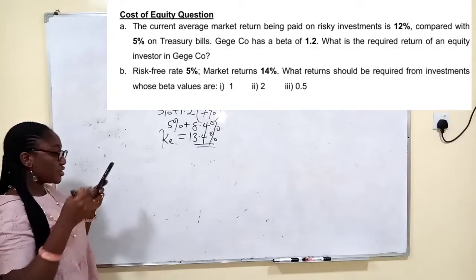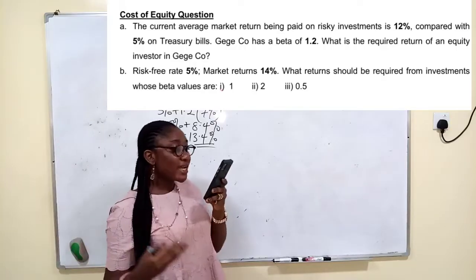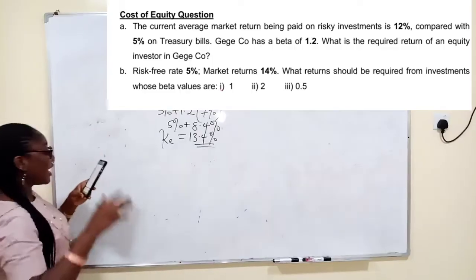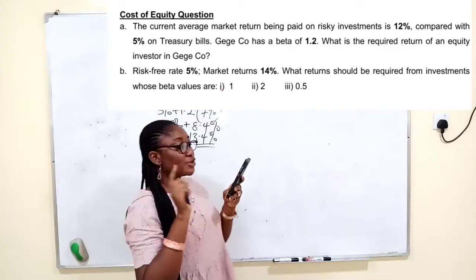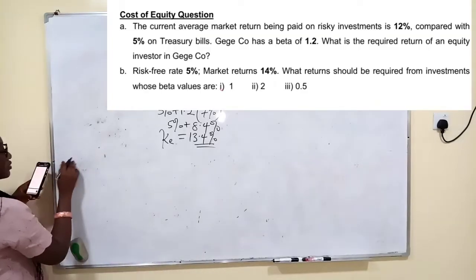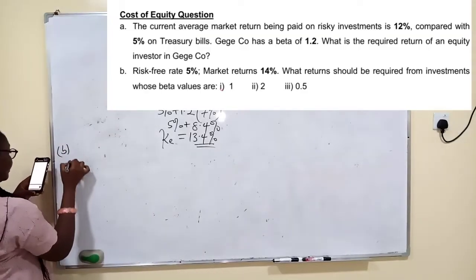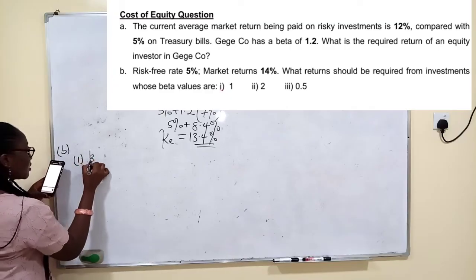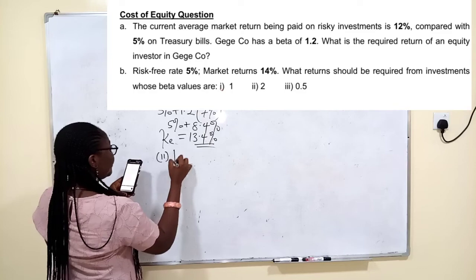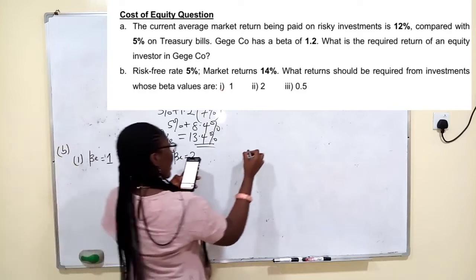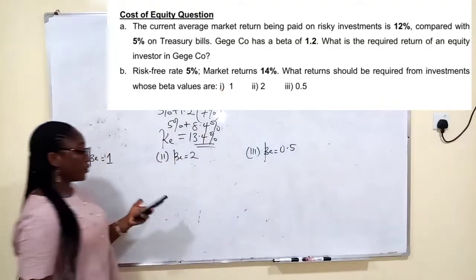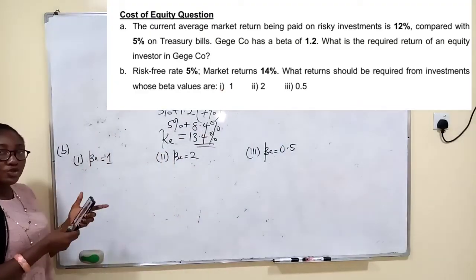Is this second one? Let's read it there. It says risk-free rate is 5%, market return is 14%. What return should be required for investment whose beta values are 1.2, 2, and 0.5? Okay? So they gave me 3 scenarios. We are done with this question. B, say if the beta value is 1.2, if the beta value is 2, and if the beta value is 0.5. Okay, they're asking you now what returns should be required.